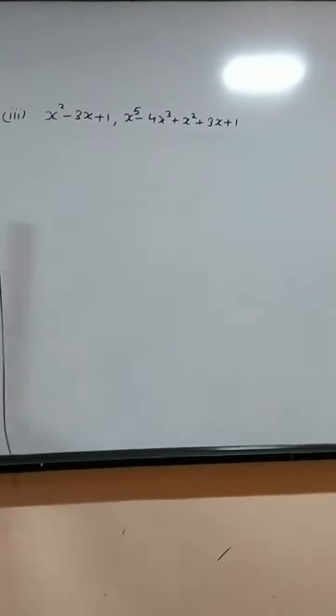Now alpha beta gamma. Alpha is 1/2, beta is 1, gamma is minus 2. So minus 2 by 2. Minus 2 means d, d is equal to minus 2. So alpha beta gamma is equal to minus d by a. So verify the relationship also.